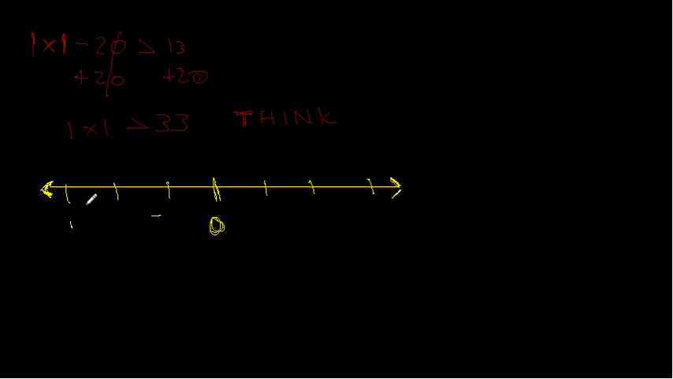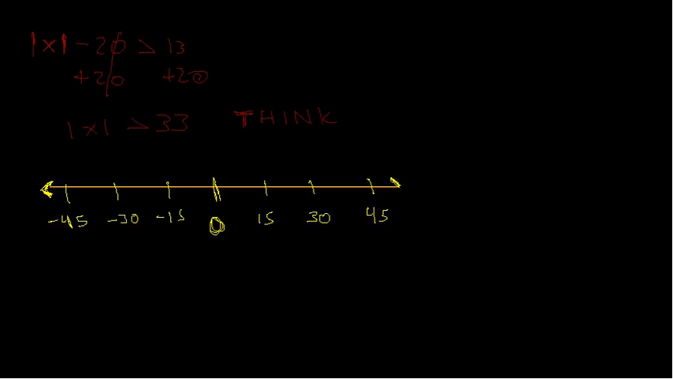So negative, let's rewrite these: negative 45, negative 30, negative 15, 0, 15, 30, 45. All right. So again, the thing you think is the distance from x to 0, wherever x is on this number line, is greater than 33 units. The distance from x to 0 is greater than 33 units.